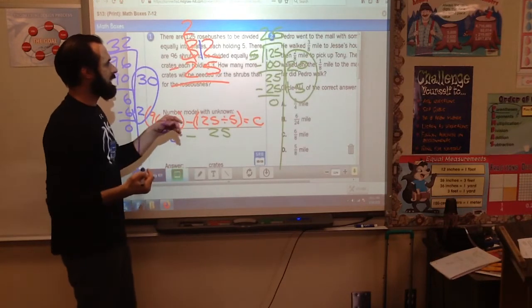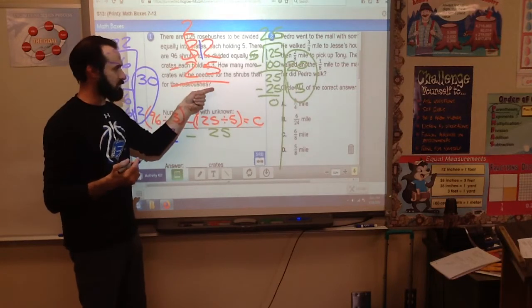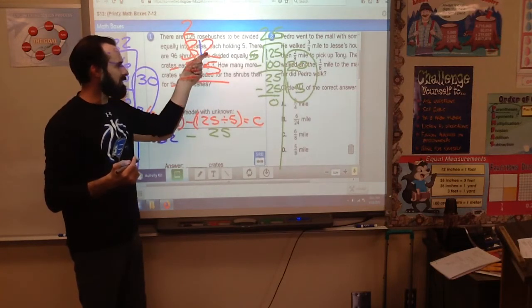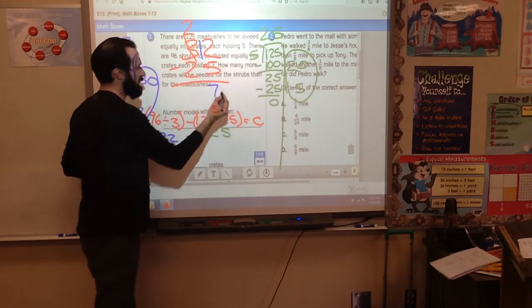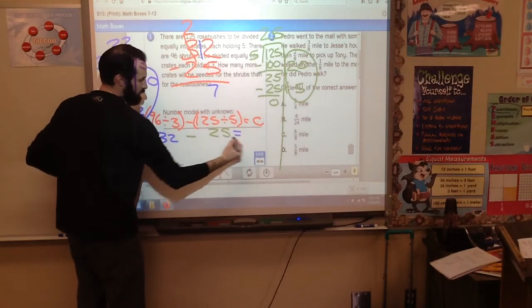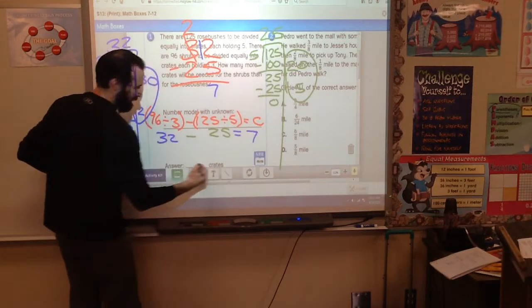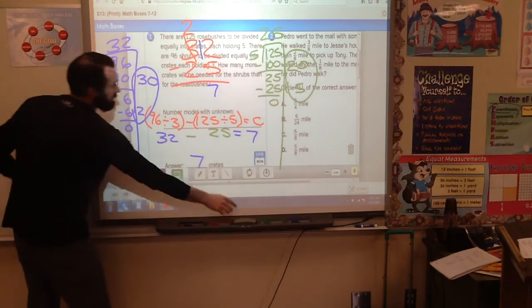When I do that, I usually try and add up. So I'm trying to get from 5 up to 12 because that's what this number would be. It's 5 more to get to 10, then 2 more after that to get to 12, so that's 7. 2 minus 2 is 0. So 32 minus 25 is 7. We're going to need 7 crates.